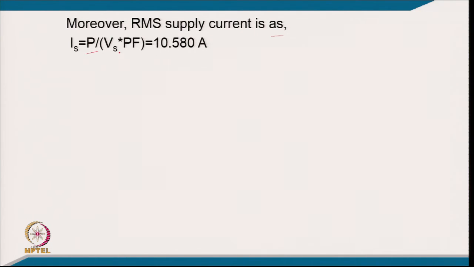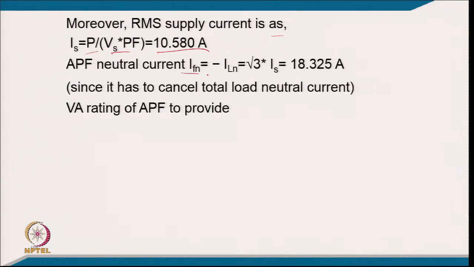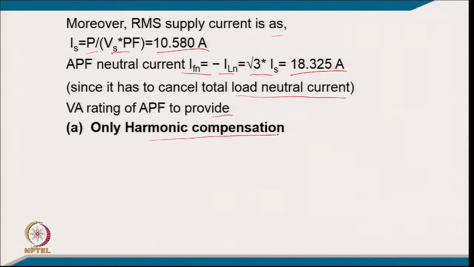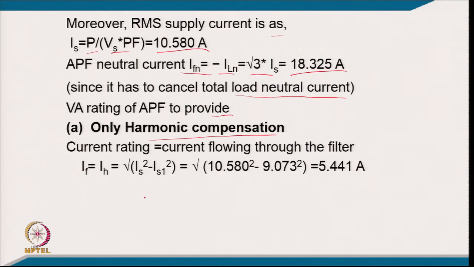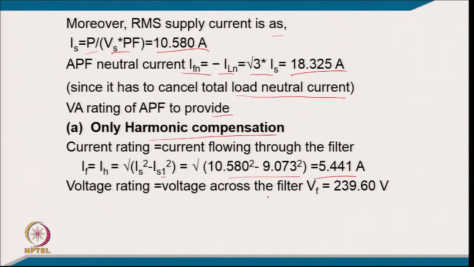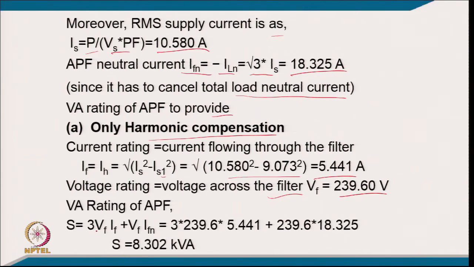Moreover, the RMS supply current will be power divided by Vs into PF, so putting the value it comes like 10.58 ampere, and the APF neutral current will be equal to the load neutral current, that is root 3 times Is, so it will be 18.325, since it has to cancel the total neutral current. And the VA rating of the active power filter, only for harmonic compensation, will be with If equal to IH, square root of ISC square minus IS1 square. So, putting the value of this, it comes 5.411 ampere, and the voltage rating across the filter is of course the same as the PCC voltage, that is 239.6 volt, and the VA rating of the active filter will be 3 VFIF plus VFIFN. Putting the values of these, it comes 8.302 kVA.